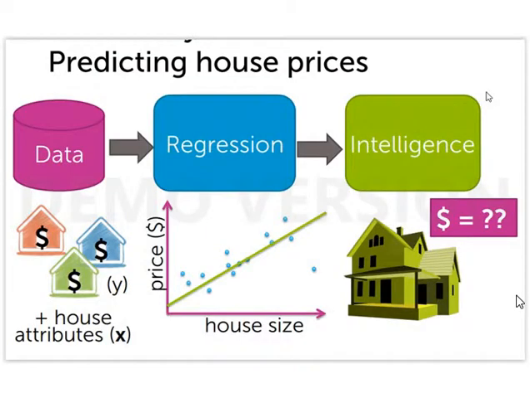Here I have data for predicting house prices. I have all the details regarding a house, and my end target is to predict the price of the house. I'm using the regression technique, the regression algorithm, to build a machine learning model. Let me briefly tell you what the regression algorithm is.